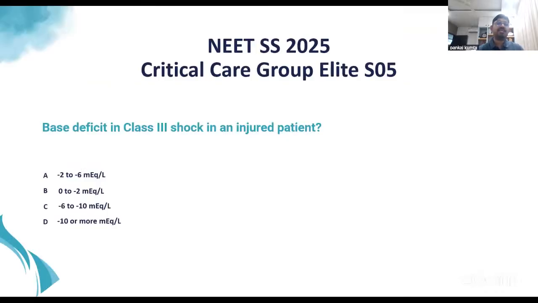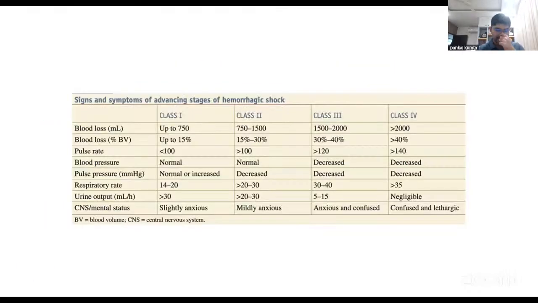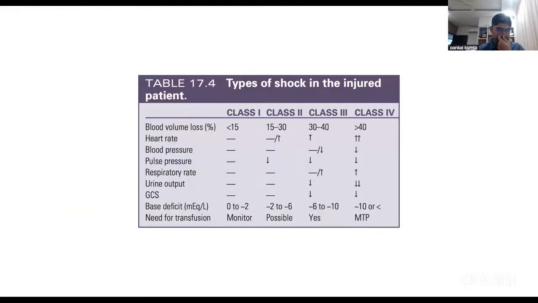Next question: base deficit in class 3 shock in an uninjured patient. Again, it is -6 to -10. It's extremely difficult to remember, because at times even the same classification may not show the base deficit. So you need to be wary of it and always look for the base deficit as it also guides you. It's a very straightforward question.